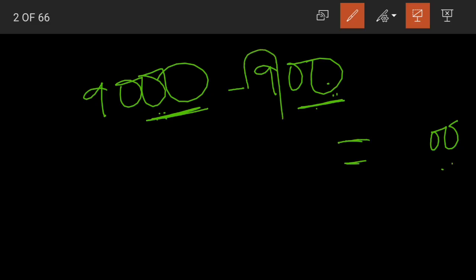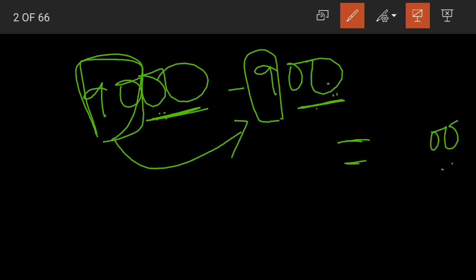Now, before the zeros, I am having 90 here and 9 here. 90 minus 9 is equal to how much? 90 minus 9 is equal to 81. So our answer becomes what? 8100. Clear, students?